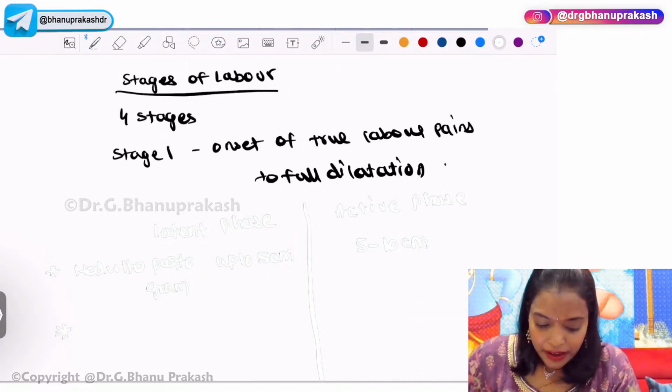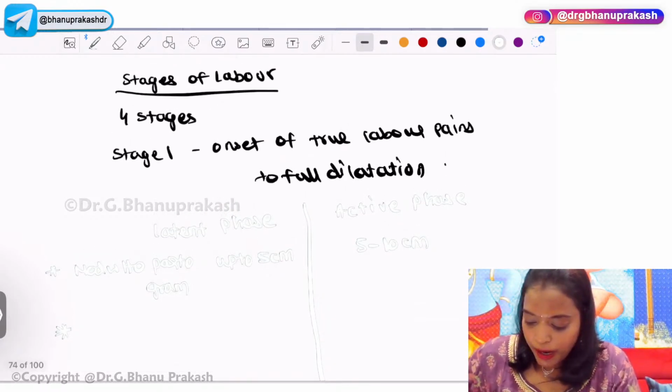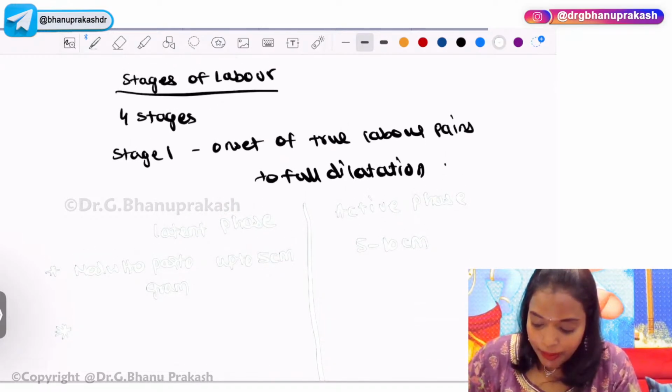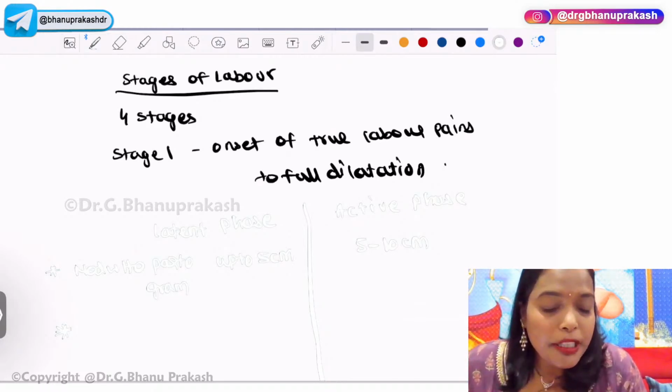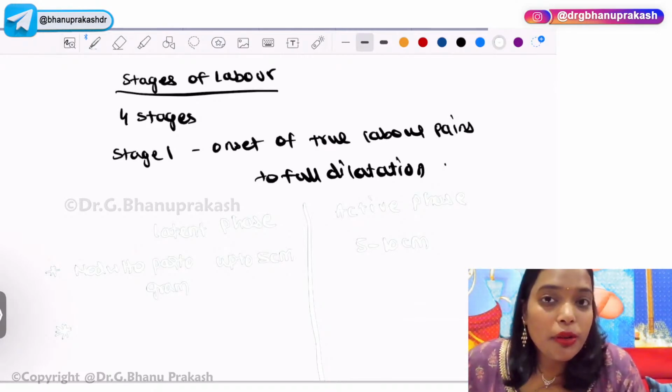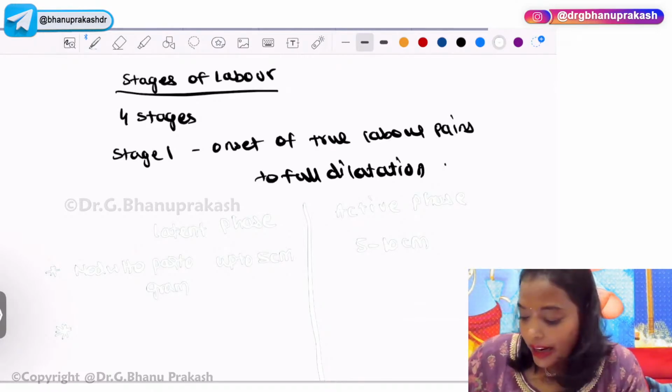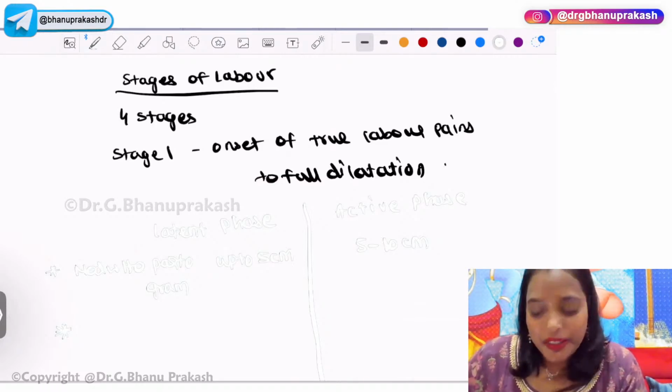So latent phase, we have the modified WHO Partogram. If in the exam somebody asks you latent phase is up to how many centimeters, the best answer you can give is up to 5 centimeters. And active phase is 5 to 10 centimeters.